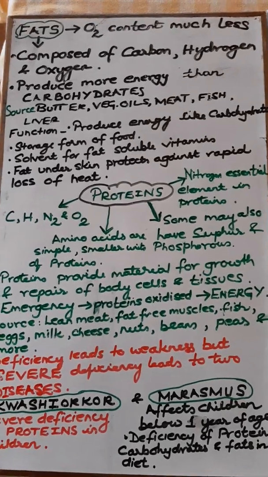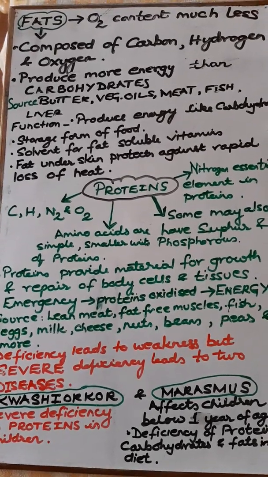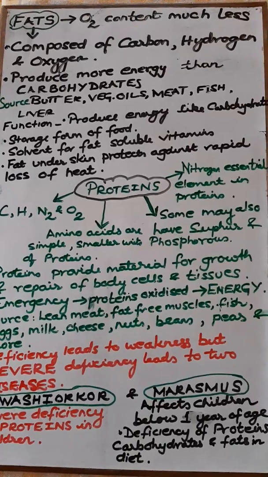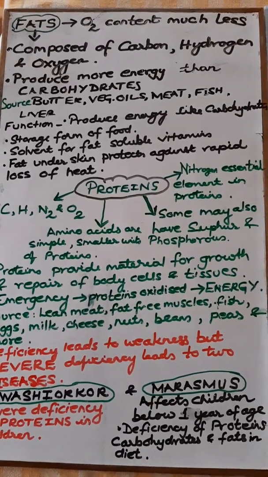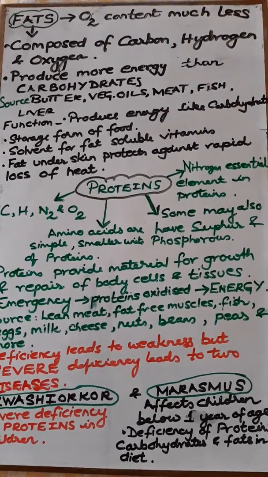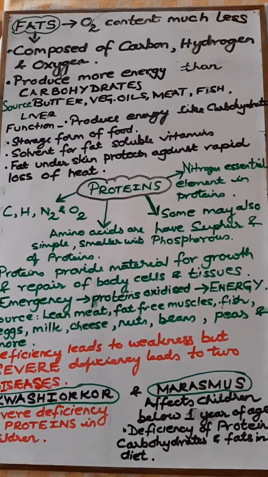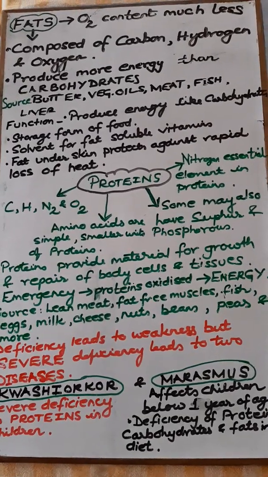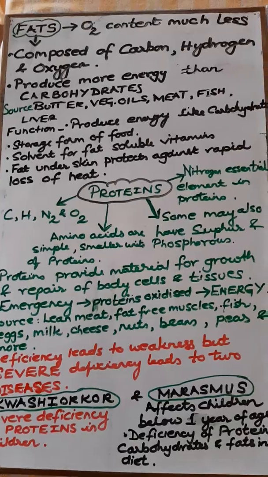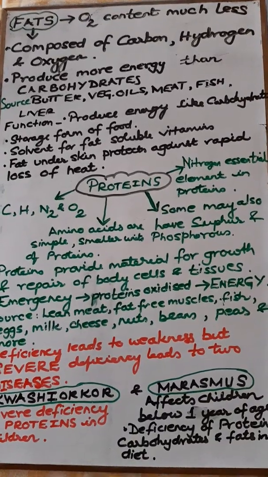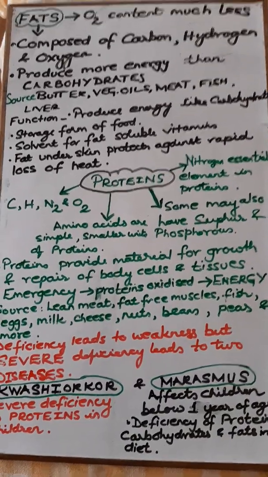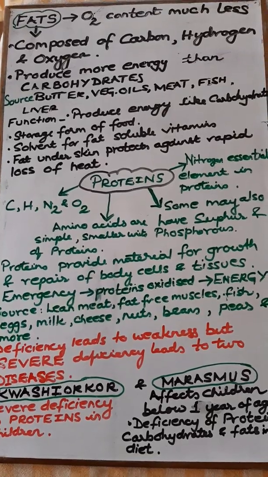Good morning, children. We have been doing the chapter on nutrition, and we are doing the different types of nutrients, the different classes of nutrients. We have finished the first one, that is carbohydrates. Today we shall move on with fats and proteins.